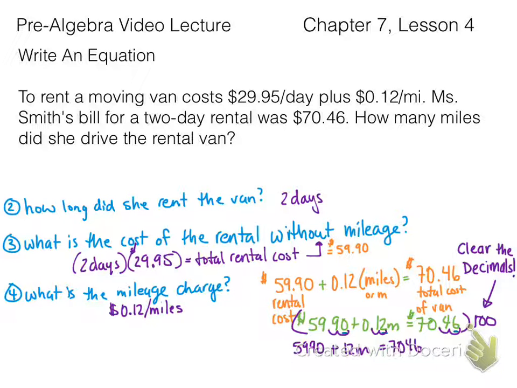Now, you don't have to do this. Most of you guys are very comfortable with dealing with money. Just remember that it's money, and you should be fine. But some of you are going to be like, Miss DH, I hate decimals. And if you hate decimals, just clear the decimals. In this case, multiplying by 100.